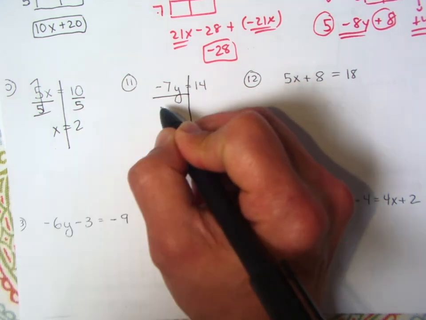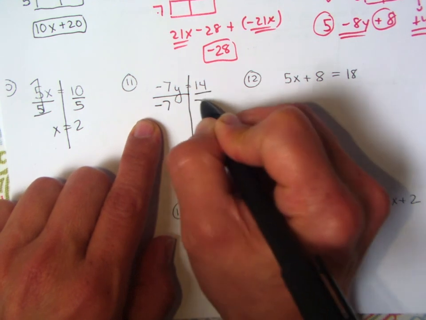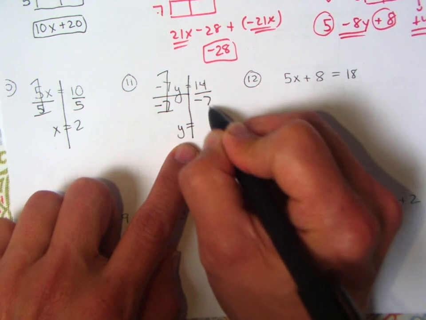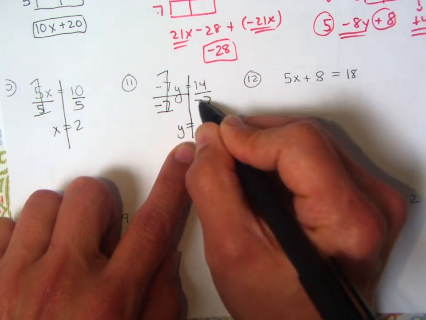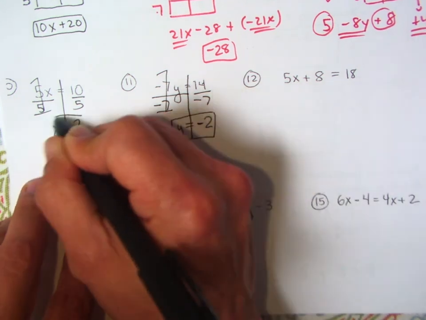Divide by what? Divide by negative 7. Both sides. This is the 1. So y is equal to 14 divided by 7 is 2. And positive divided by negative is negative. So my answer is negative 2.